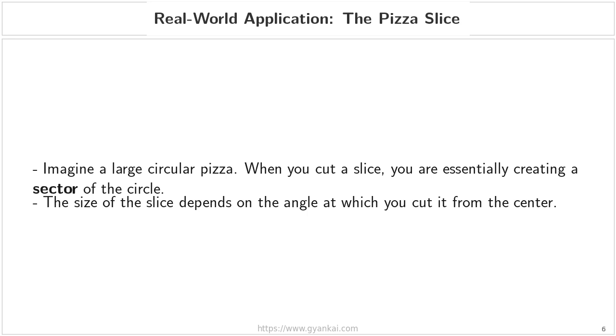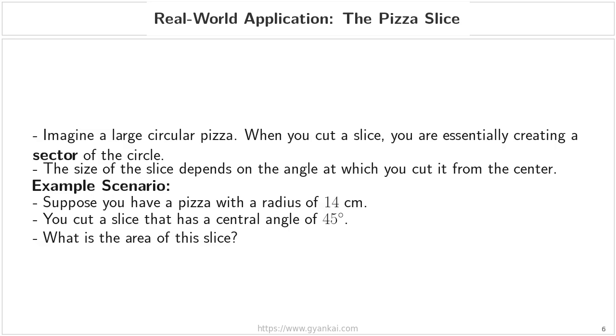A wider angle means a larger slice, and a narrower angle means a smaller slice. To put this into practice, let's work through an example scenario together. Suppose you have a pizza with a radius of 14 centimeters. Now, imagine you cut a slice with a central angle of 45 degrees. Based on the formula we just learned, how would we calculate the area of this specific slice? Let's move to the next slide to solve this step-by-step.